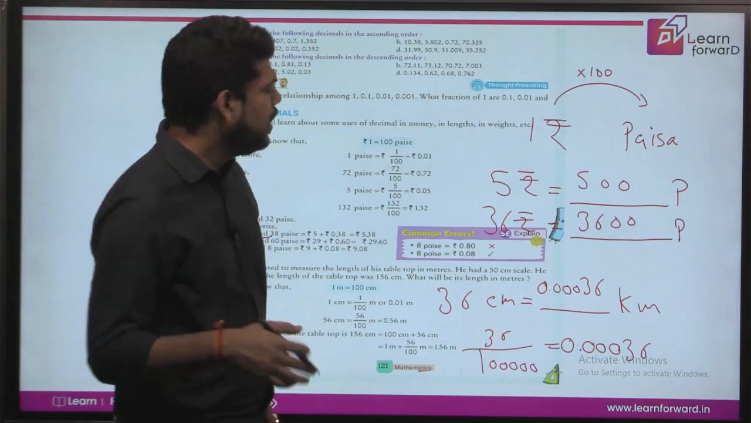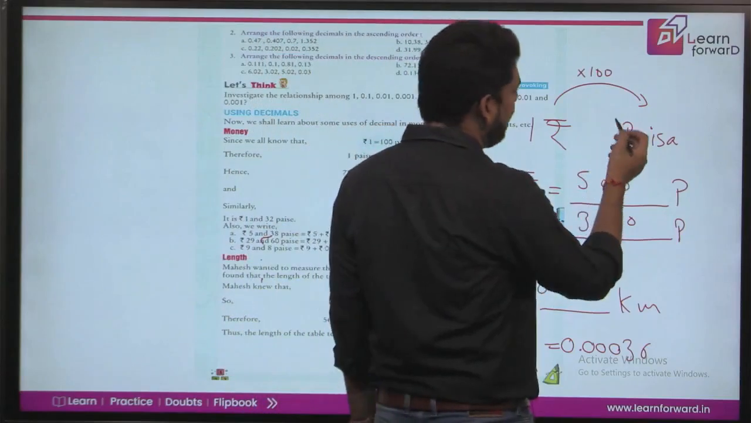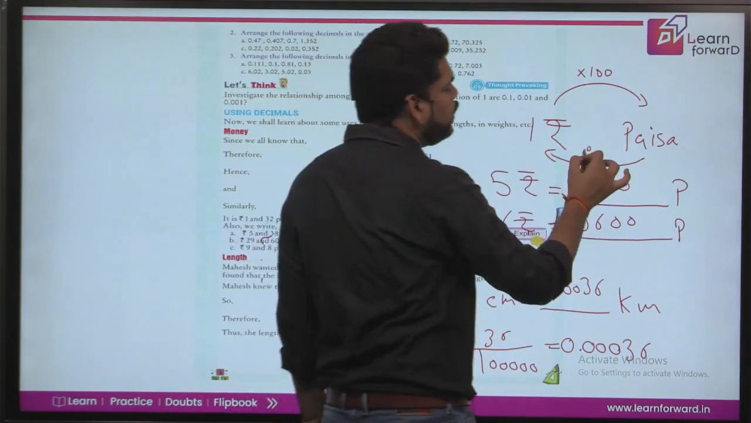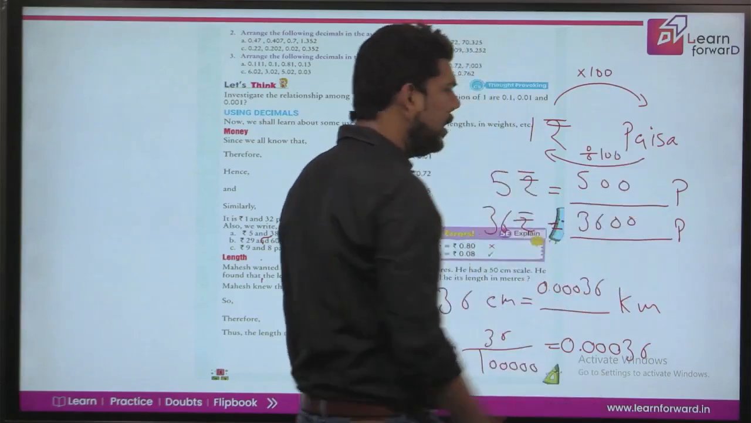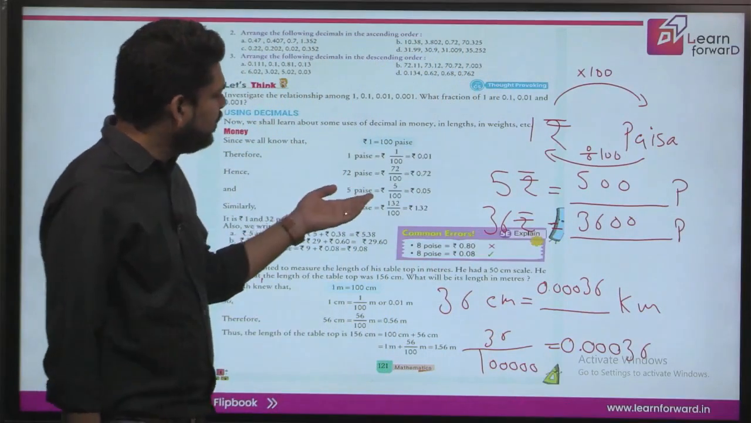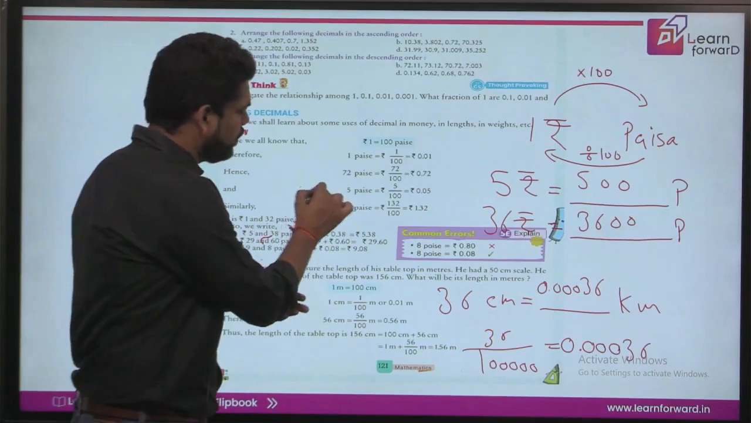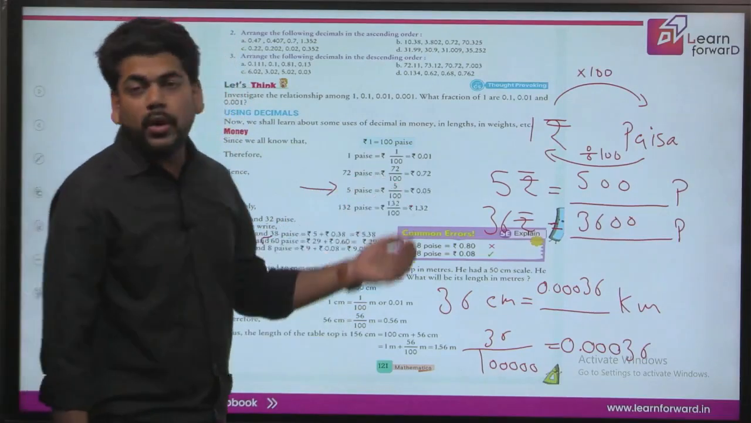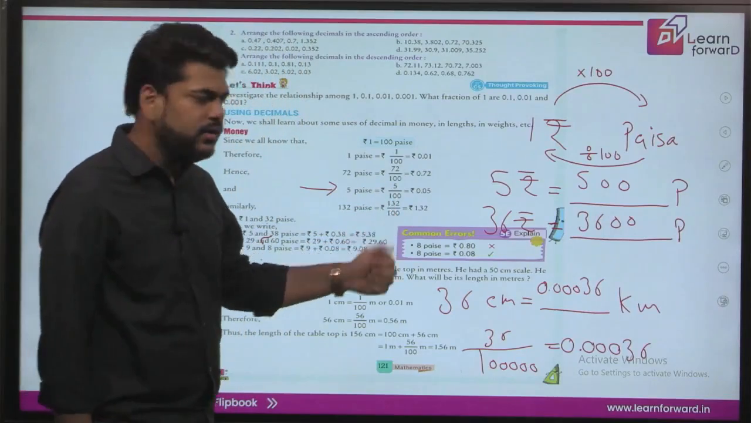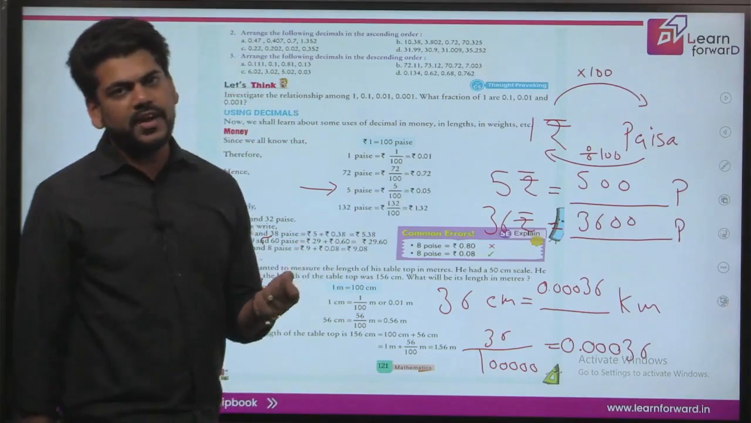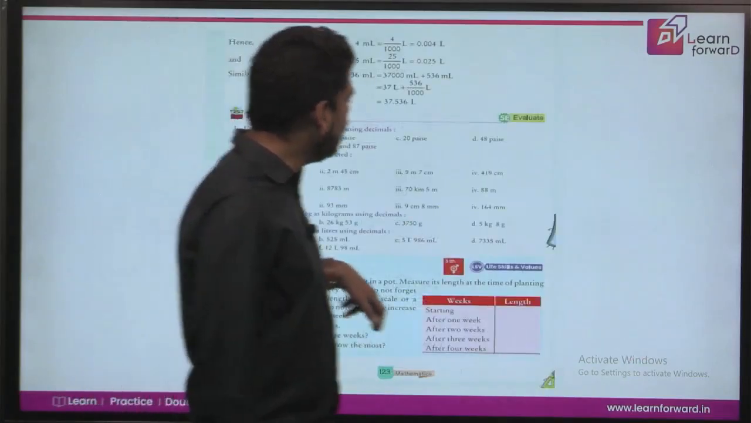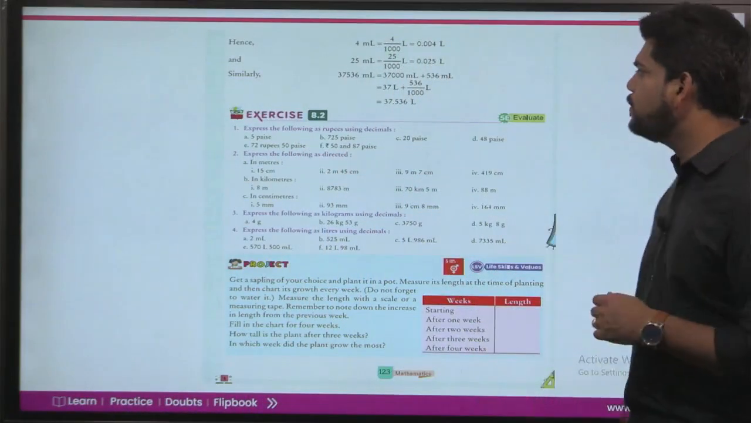Got it? But let's suppose I am having paisa, I want to convert it into rupees. Then I am going on left side, then I will divide by 100. Fine? Now let us see over here, 5 paisa, this question. And I want to convert it into rupees. So I will divide 5 by 100 and the answer is 0.05 rupees. Clear? So we are done with the concept of conversion of decimal units.